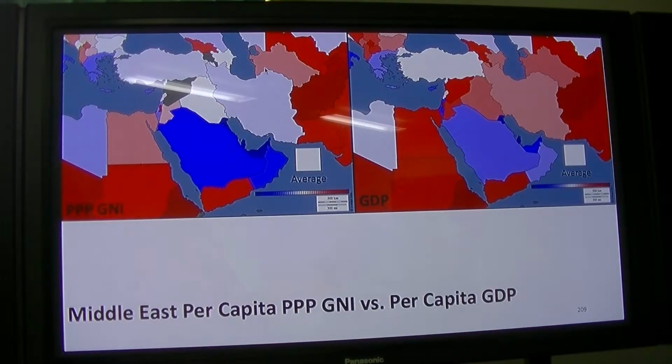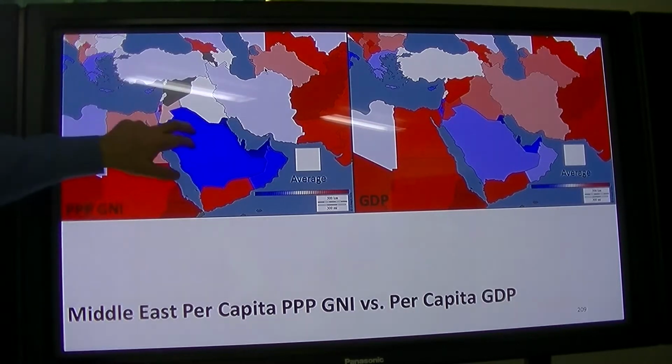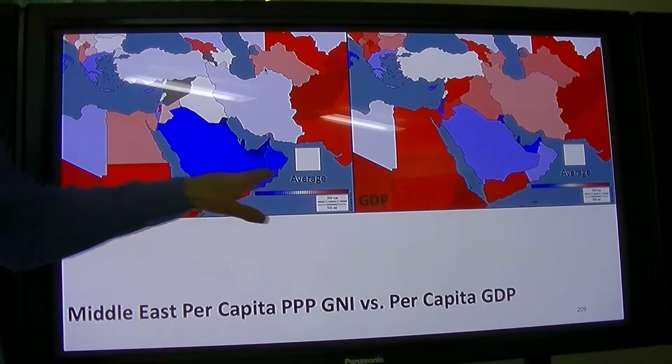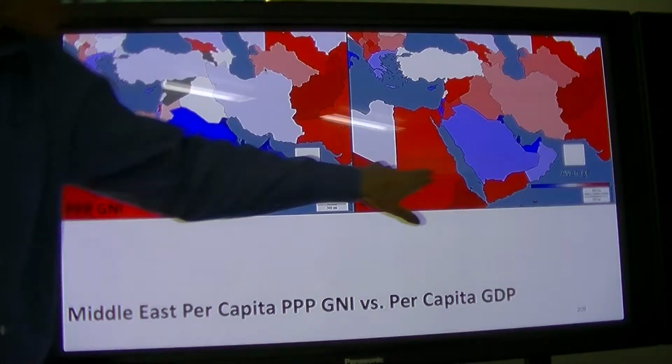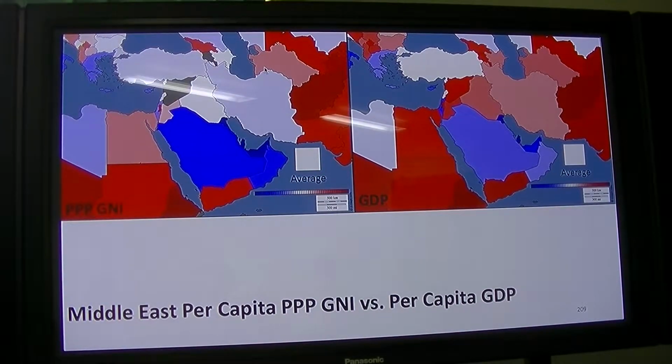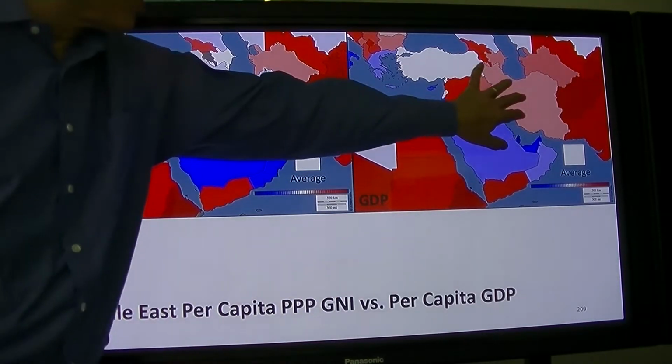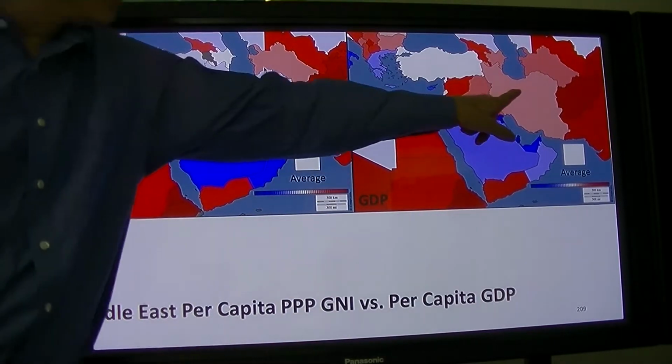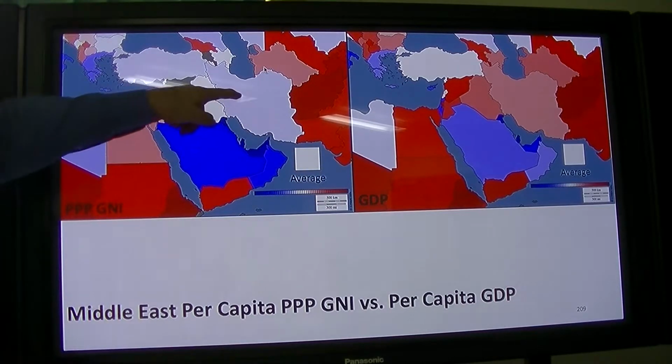And to compare, it's interesting. You can see actually Saudi Arabia becomes wealthier, Oman becomes wealthier, the United Arab Emirates, all of them become wealthier. In fact, much of this part of the world, Iran goes from below average to above average.